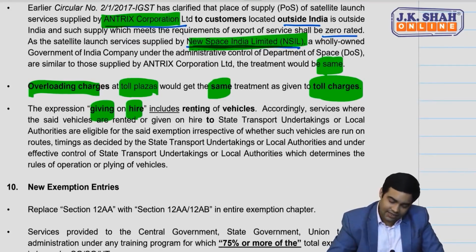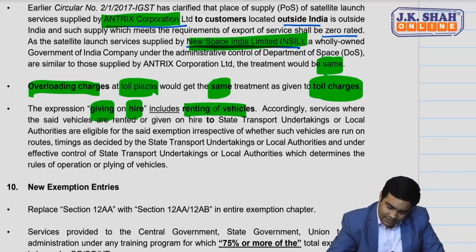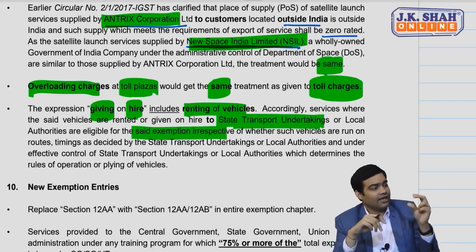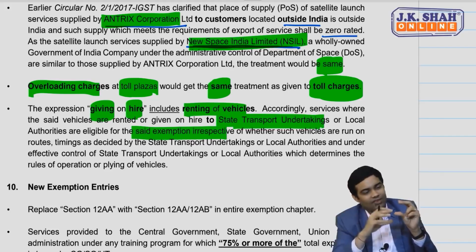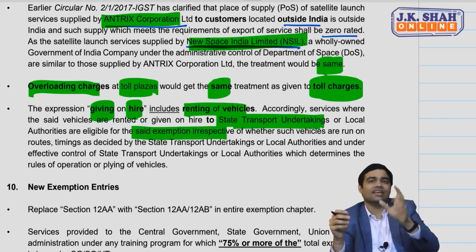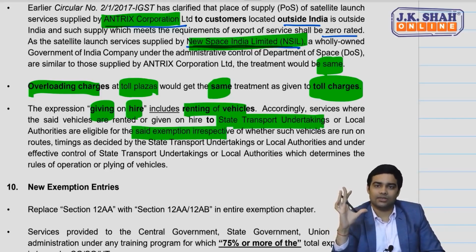CBIC has clarified giving on hire means renting of vehicles. So, if the state transport undertaking is renting a vehicle, will they be enjoying an exemption? The answer is yes. You remember one entry where a bus is given on rent to a state transport undertaking, given on hire. So, if they give it on hire to a state transport undertaking, exempt. Hire will include renting of that vehicle, which will enjoy an exemption.